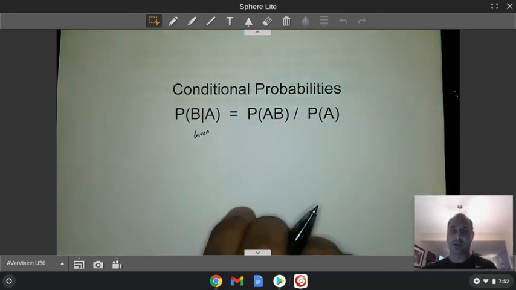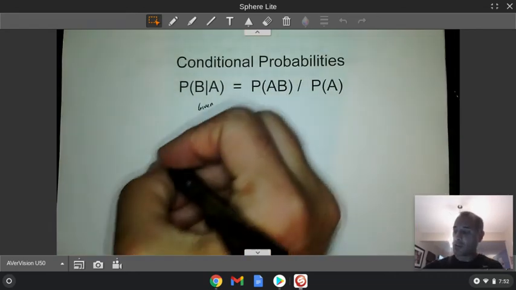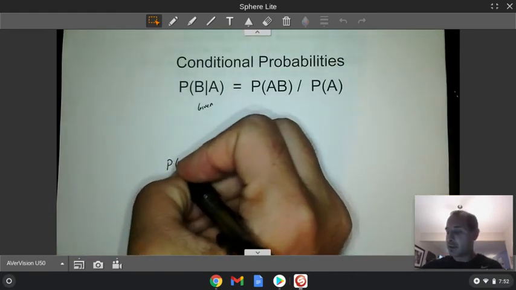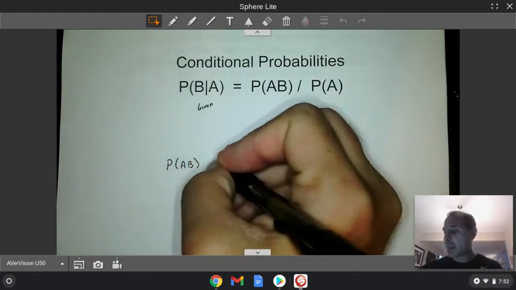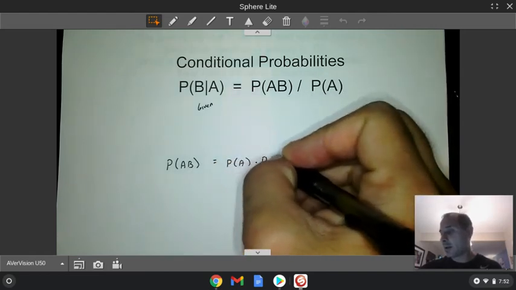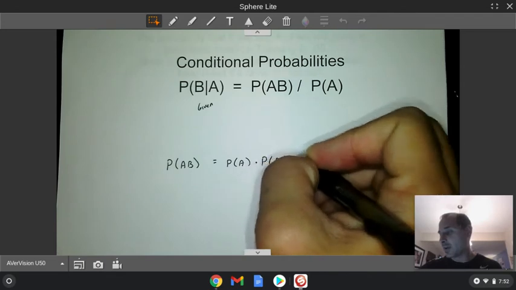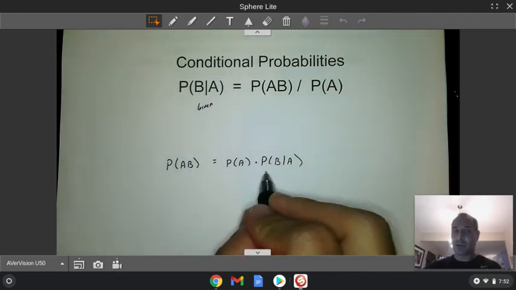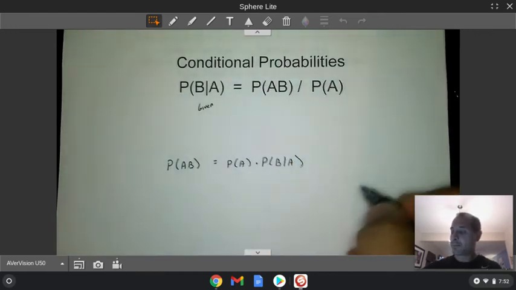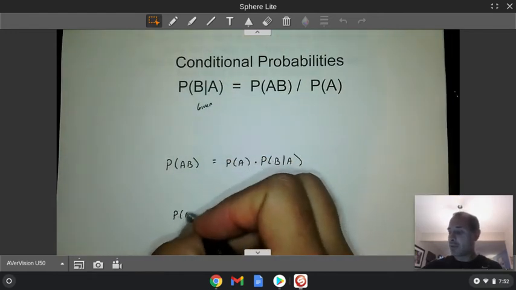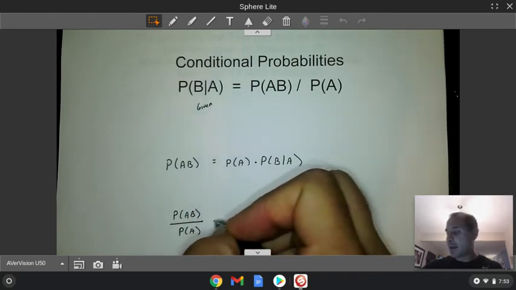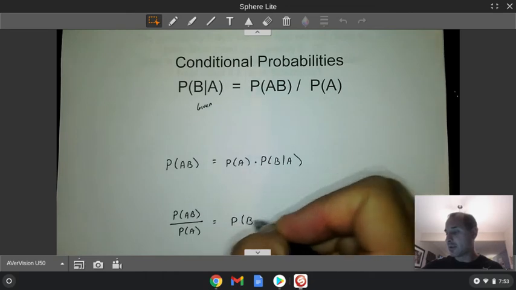Now you'll look at the formula that I wrote here, and it shouldn't surprise you that that formula is true, since the probability of A and B is equal to the probability of A multiplied by the probability of B given A. All that we're doing is isolating for the probability of B given A. So we're dividing both sides, which is why we get the probability of A and B divided by the probability of A equals the probability of B given A.